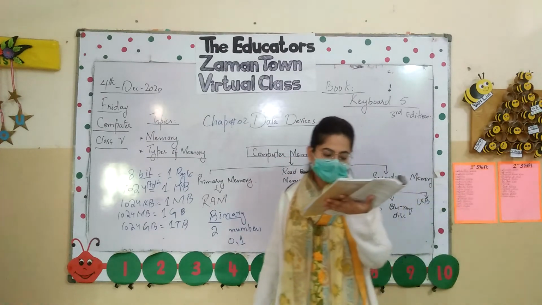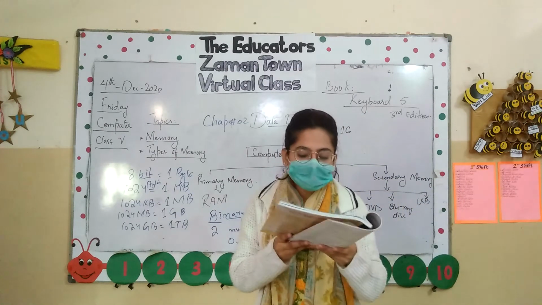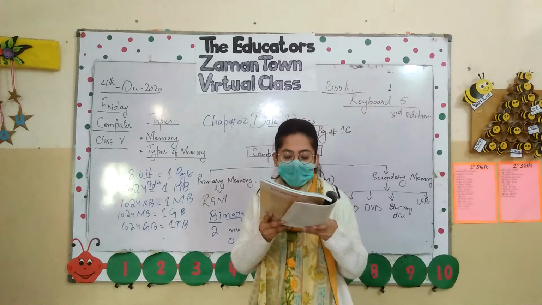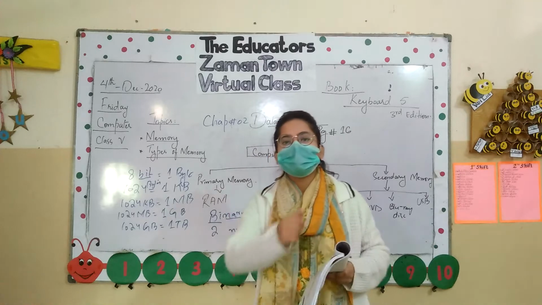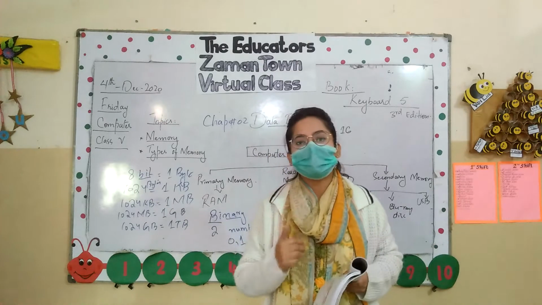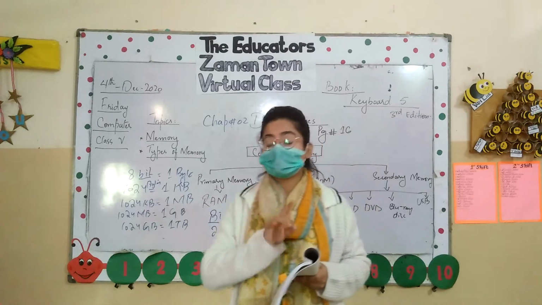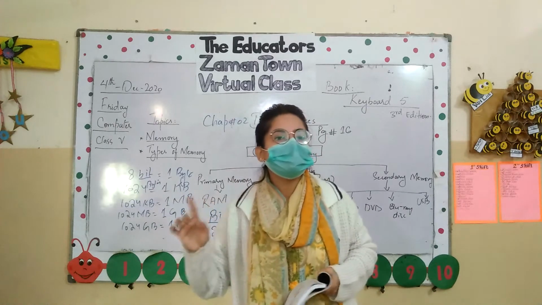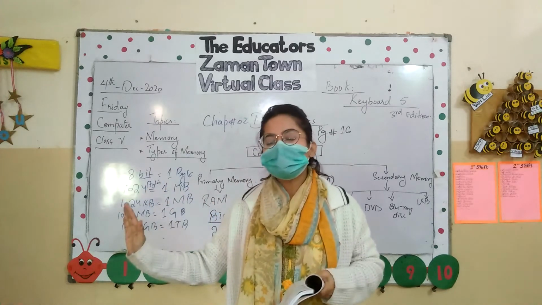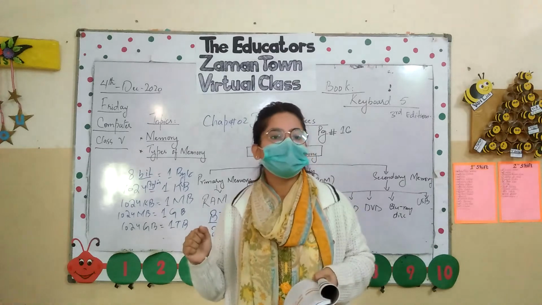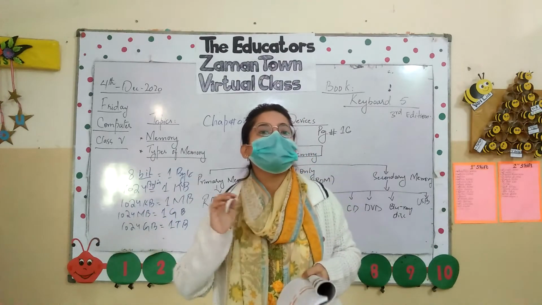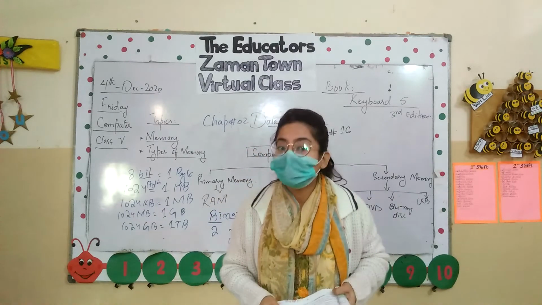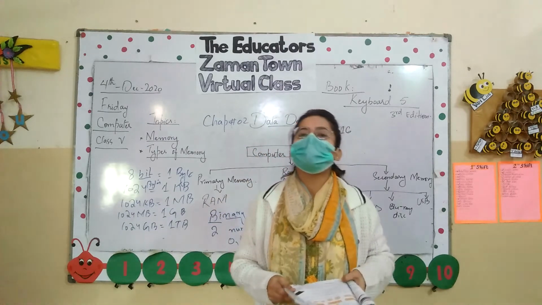The CPU can access data from RAM only for as long as the computer is switched on. If our computer is switched on, it takes all our data from the RAM. But when the computer is switched off, your data will be erased. That's why we call it read and write memory, meaning volatile memory.